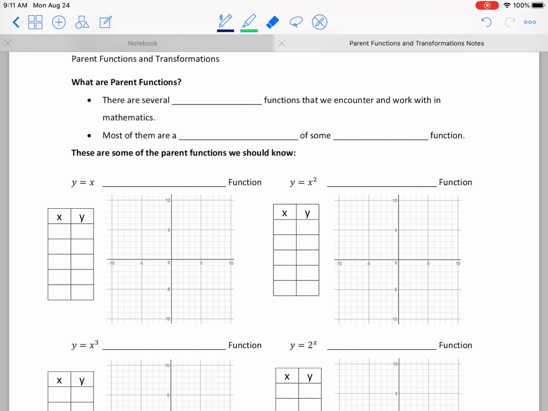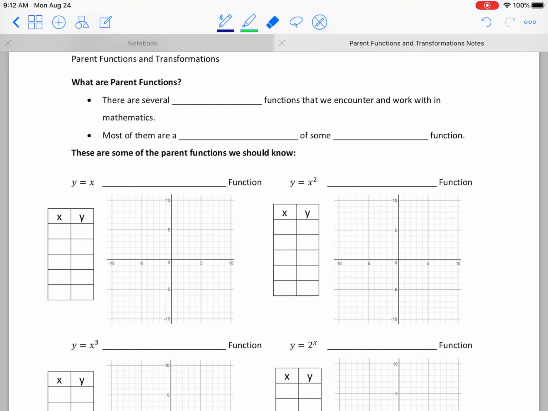So what we're going to be looking at today is a general overview of lots of different specific functions that we encounter in mathematics, so that when we see the equation of a function on paper, we have a pretty general idea of what that's going to look like in terms of its graph.